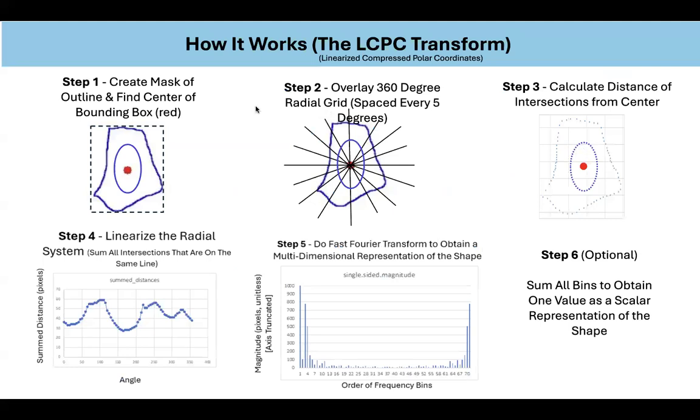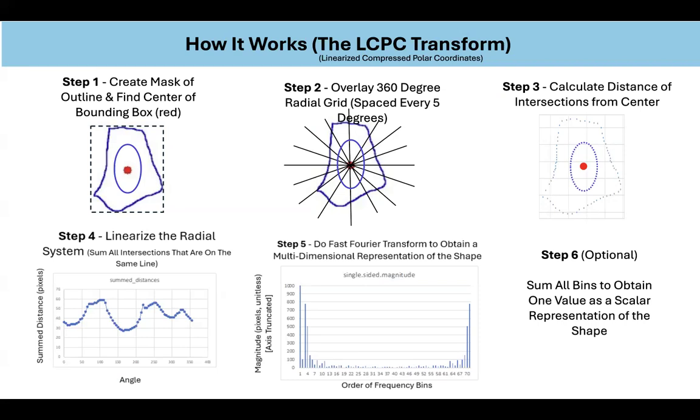The core algorithm of our software, ShapeGenie, is the linearized compressed polar coordinates transform, otherwise known as the LCPC transform. The first step of this method is to outline the cup and the disc, since these are objects of interest, and ShapeGenie will find the smallest possible rectangle around this outline. The red dot marks the center of the radial grid where 71 lines are placed 5 degrees apart from each other. ShapeGenie will then calculate the distance from the edge of our outlined object to the center for every line in the radial grid, which is illustrated here in step 3.